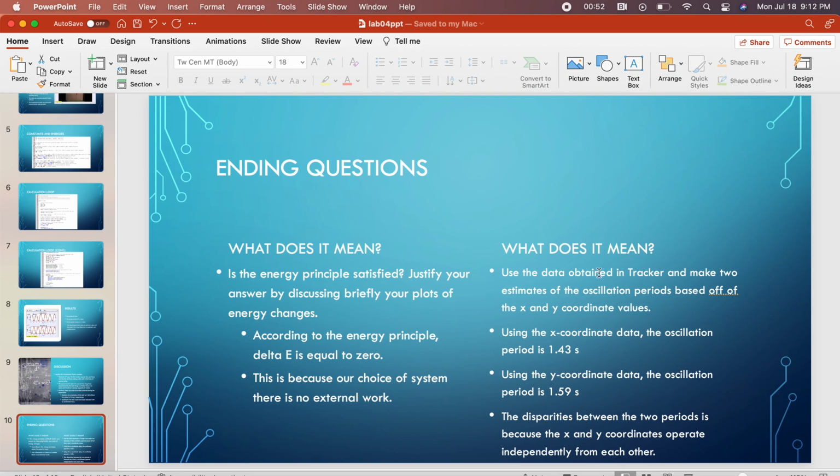And the second what does it mean question, the assignment was to find the oscillation periods based off the x and y coordinate values. So the x coordinate data, we found that it was 1.43 seconds, and the y coordinate data, I found that it was 1.59 seconds. The disparities between the two periods is because the x and y coordinates operate independently from each other.